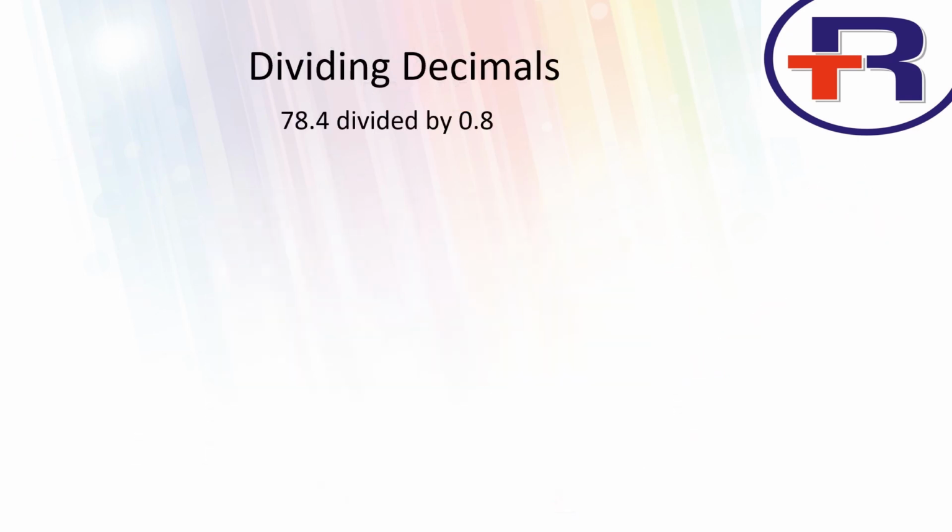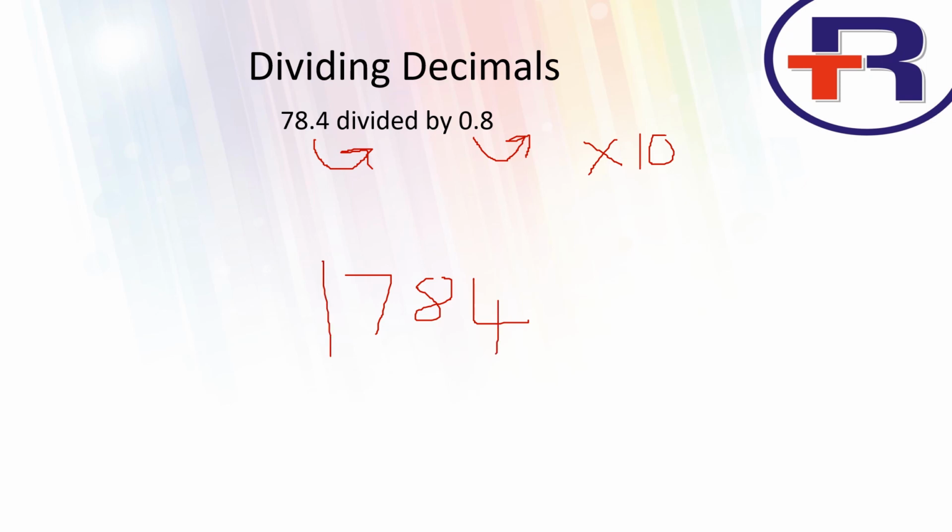Dividing decimals. In this instance, we've got 78.4 divided by 0.8. Again, we have to move the decimal point. To do that, what we're going to do is times each of those numbers by 10 by moving the decimal points one place to the right. In effect, we've multiplied them by 10. So that means that 78.4 becomes 784 divided by now just 8. So now we can work it out.